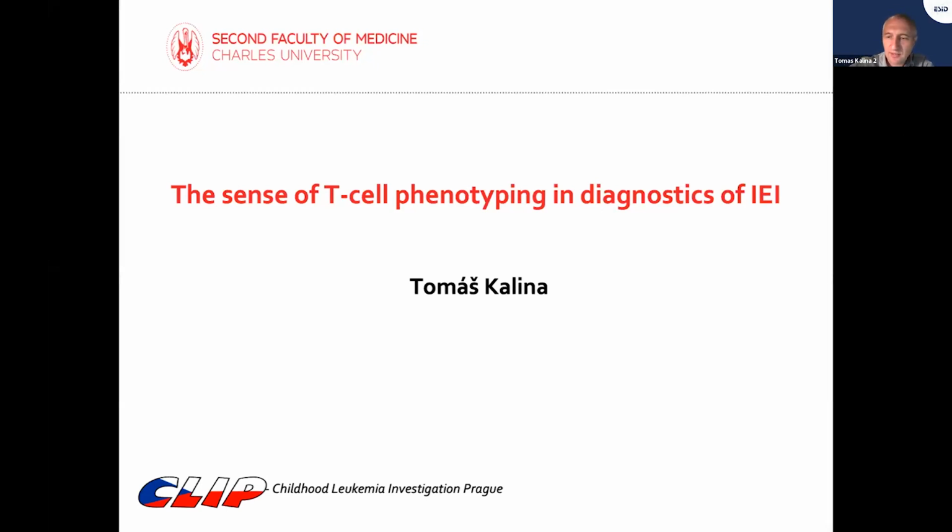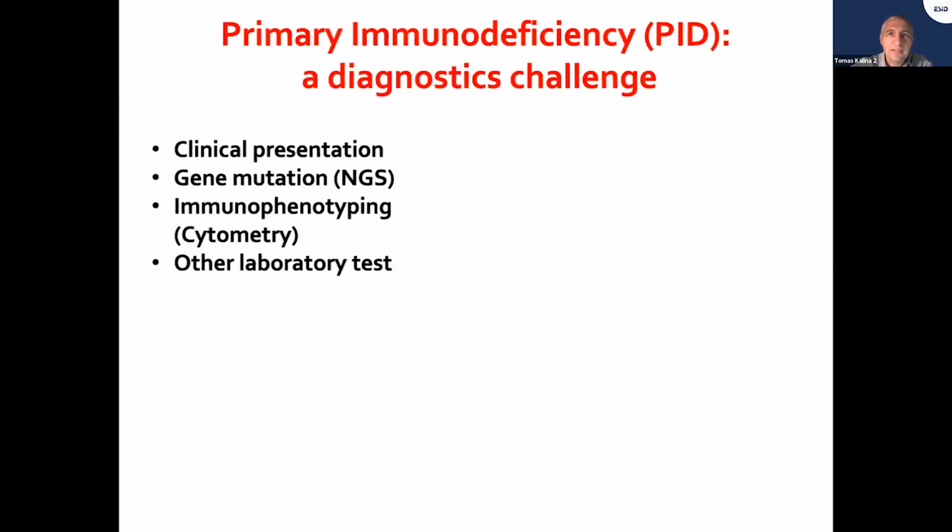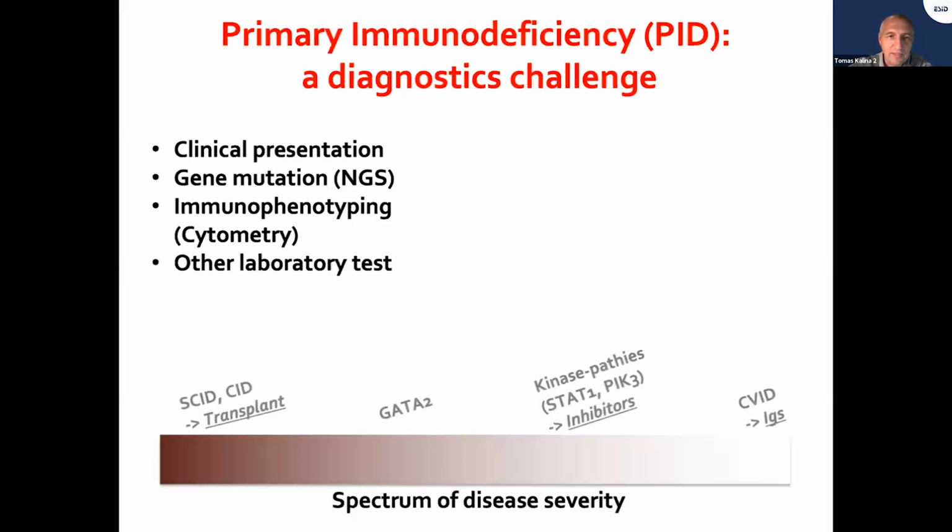So I would like to talk about the role of flow cytometry in the world of inborn errors of immunity. I think we all agree that primary immunodeficiency is a beautiful but challenging diagnostic problem that we have to approach with several modalities. We know that clinical presentation is definitely important. Gene mutation by any genetic means is the key. And still, I think the important point is that we have to put together all these modalities to come to the right diagnosis.